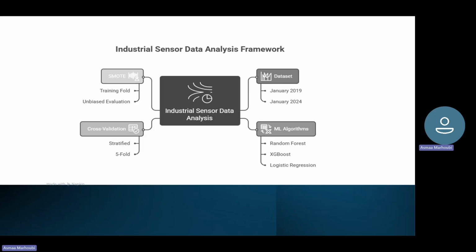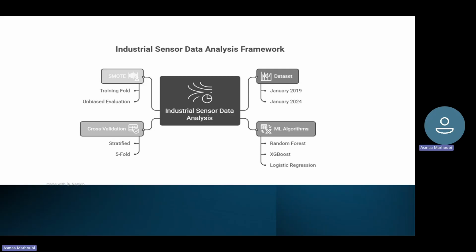Random forest used 100 estimators and a maximum depth of 10, whereas XGBoost used a learning rate of 0.1 and 300 estimators. Logistic regression was based on the L2 regularization penalty, with C equal to 100, as the baseline.